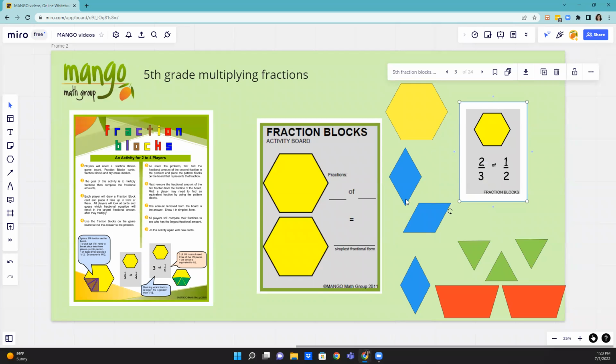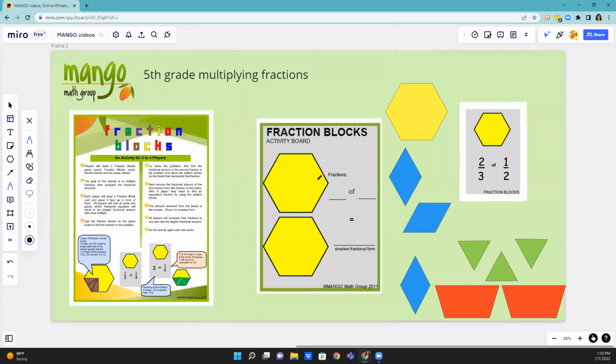Okay, this next card is two thirds of one half. I'm going to write that down real quick in case those cards decide to do something. So this is just the reverse of the problem we just did. We put the fractions in a different order. So the math equation is two thirds times one half, or we can think of it as two thirds of one half.